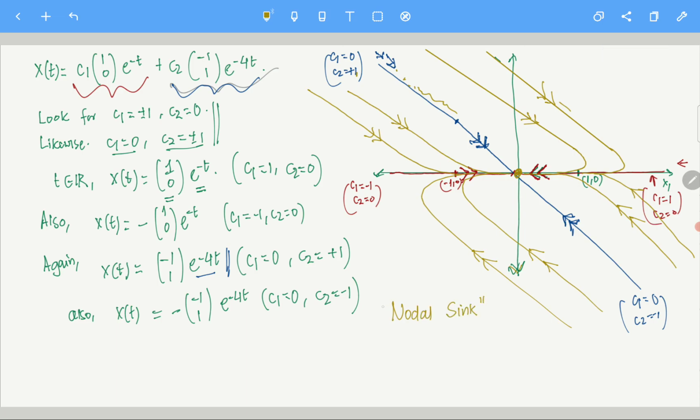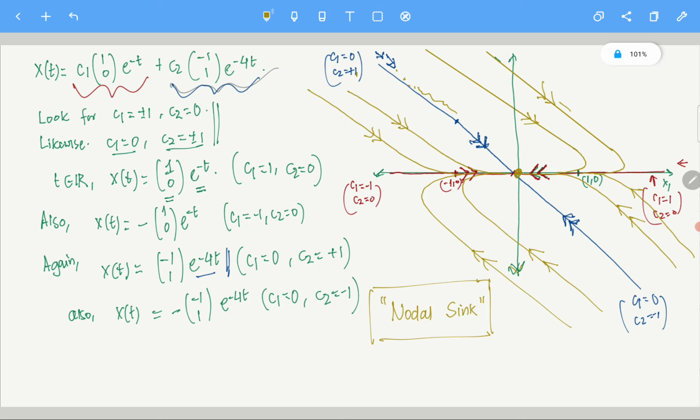This kind of point is called a nodal sink. I hope this is clear. This kind of trajectory is called a nodal sink. Everything sinks in to a point. There is something called a nodal source also. In that case, everything will move out of the origin. Of course, if you just change e power minus t and e power minus 4t to e power t and e power 4t with the same vectors, you understand what I'm saying? For a different system that will happen, but you do realize what I'm trying to say.